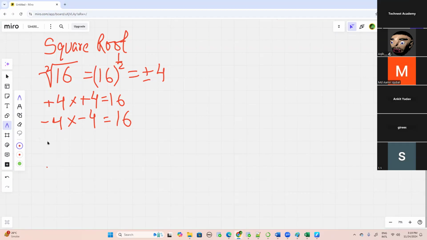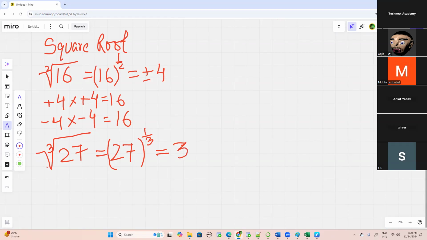Now, suppose I write here 27 and I write here 3. What is the meaning of this? 27 raised to the power 1 by 3. We can write this in this format: 27 to the power 1 by 3. Now, what will be the value for this? 3. Okay.